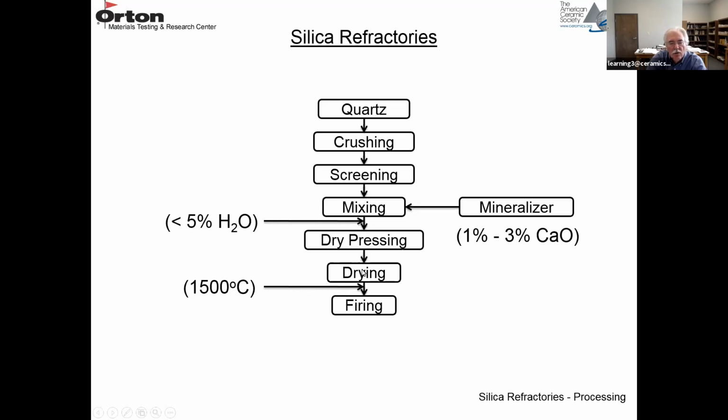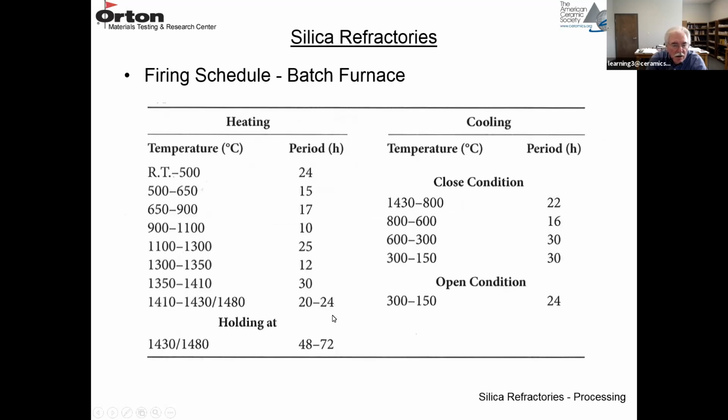After you press it, you remove the water. There's most likely some type of organic binder mixed in with the water to give it some dry strength. And then these are fired at 1500 degrees C, and that converts the quartz to tridymite or cristobalite. Because there's a large volume change with the phase changes, the heating and cooling cycles have to be rather slow.